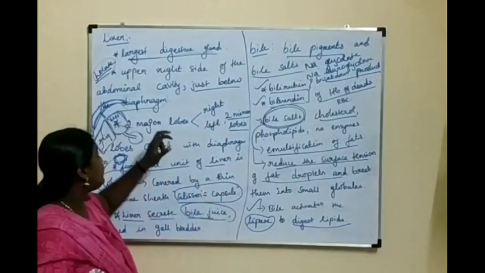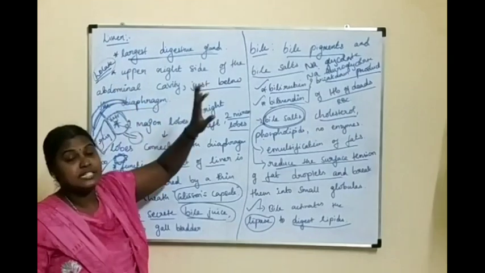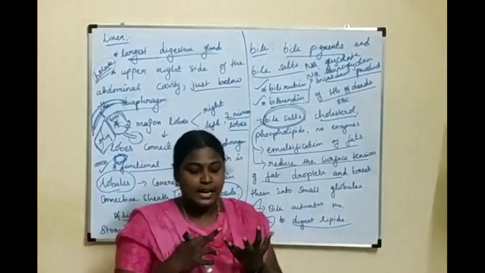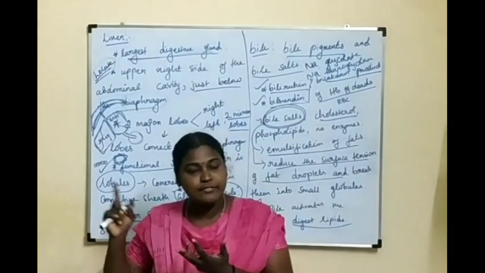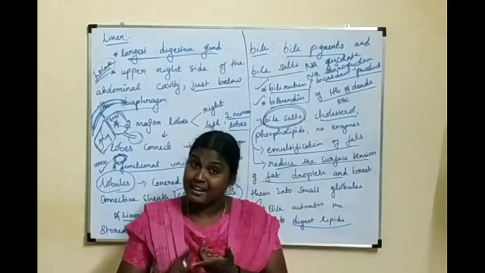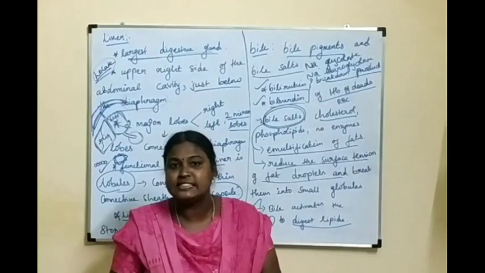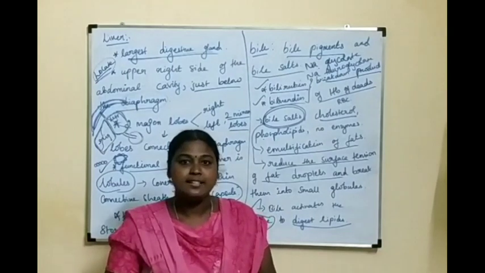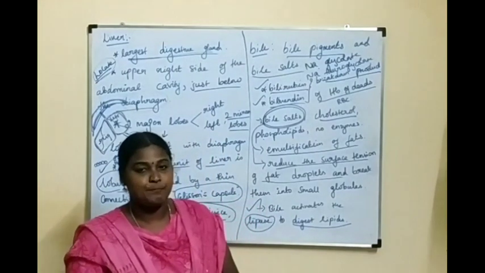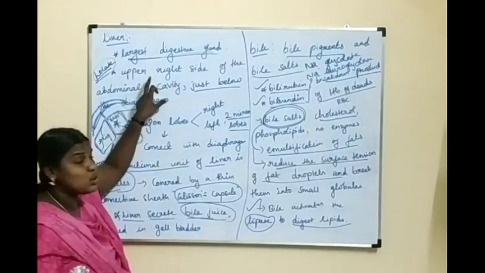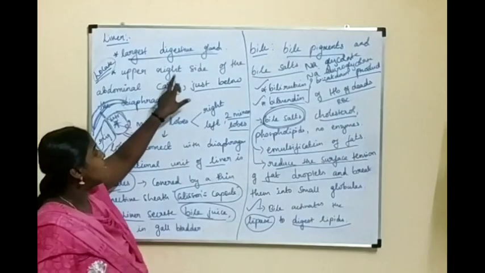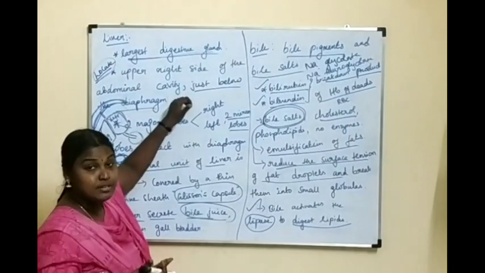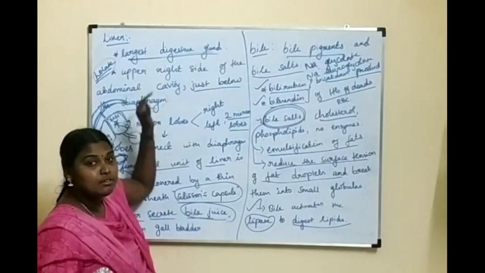So I repeat, the liver is the largest digestive gland. What digestive glands did we see? Salivary glands and gastric glands. Next, the liver is one of the glands and the pancreas is one of the glands. Next is the intestinal glands. Among the 5 digestive glands, the liver is the largest. So where is it located? It's in the upper right side of the abdominal cavity, just below the diaphragm.